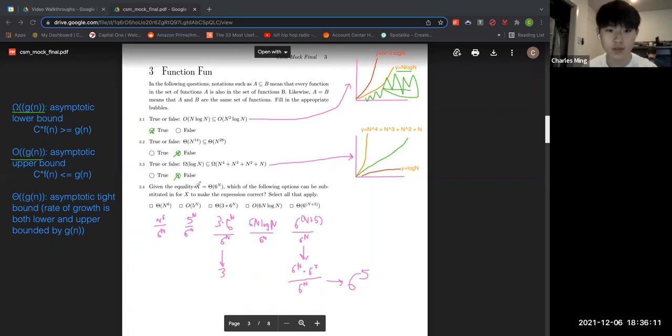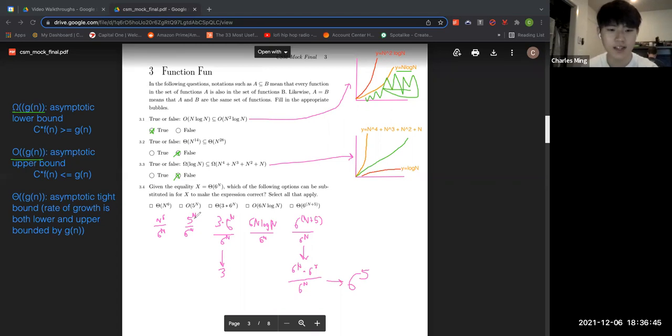Lastly, for question 4, we want to select all the functions that are equivalent to big theta of 6 to the n. So as discussed before, this is only true when the two functions differ by a constant factor. And so the easiest way to test this out is to divide each of them by each other and see what that is. For example, the first one, n to the 6th over 6 to the n, there's no way to reduce that, and it's not a constant factor, so that's not valid.